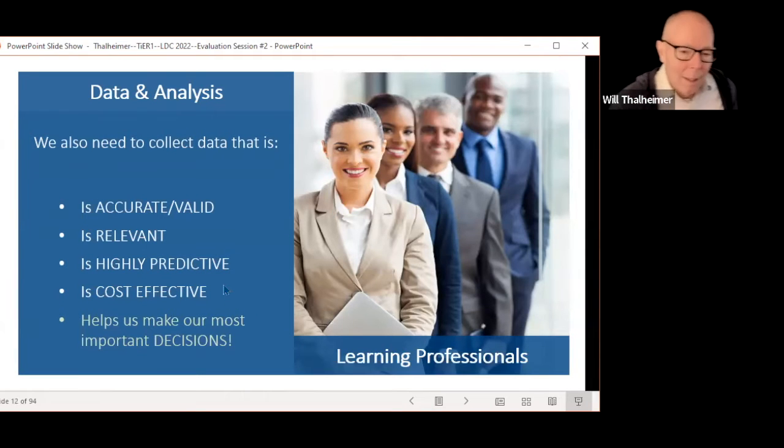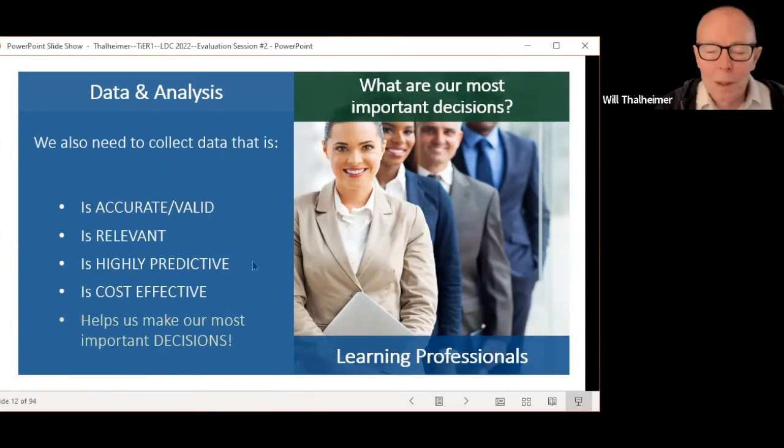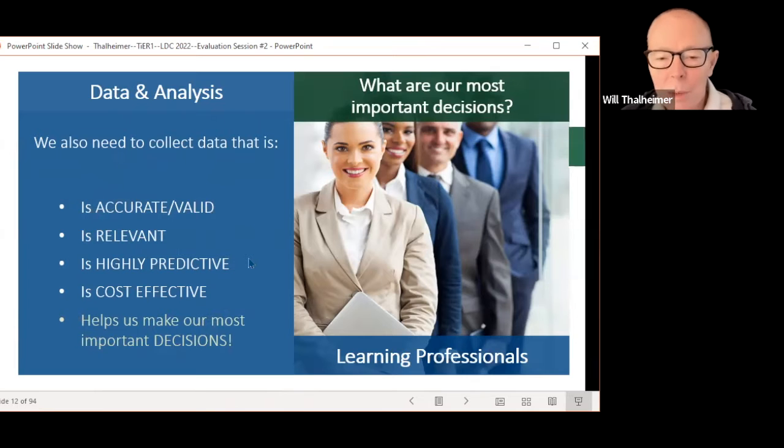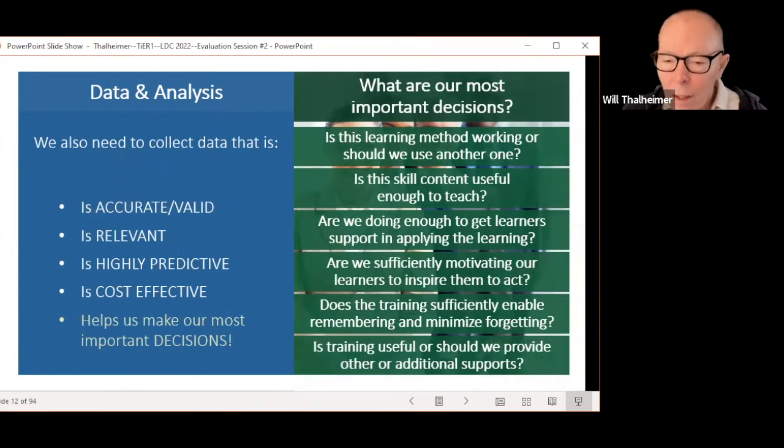As learning professionals, we don't always dress this nicely anymore, but when we collect data, we want to keep these things in mind. And it really is about our most important decisions. What are some of those? We brainstormed some, and these are just some of the main things we want to focus on. I'll let you skim through those.